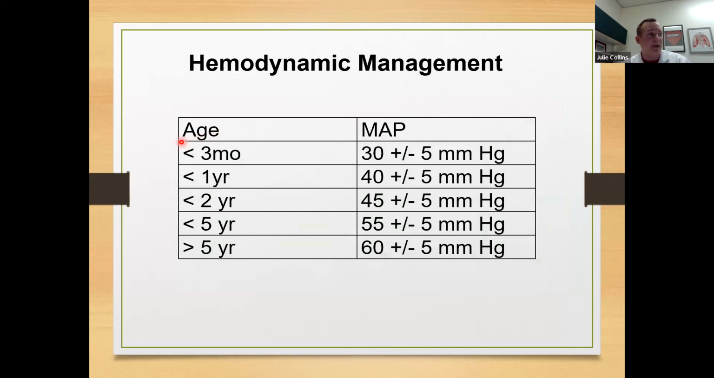Talked about hemodynamic management. As the kid gets older, that's when our pressure targets typically are going to change. Less than 3 months of age, we're looking at 30 plus or minus 5. And this can vary between departments, but this is probably pretty standard. You can see as the kid gets older, basically above 5 years of age, we're getting more into what would be MAP targets that you would see on adults.